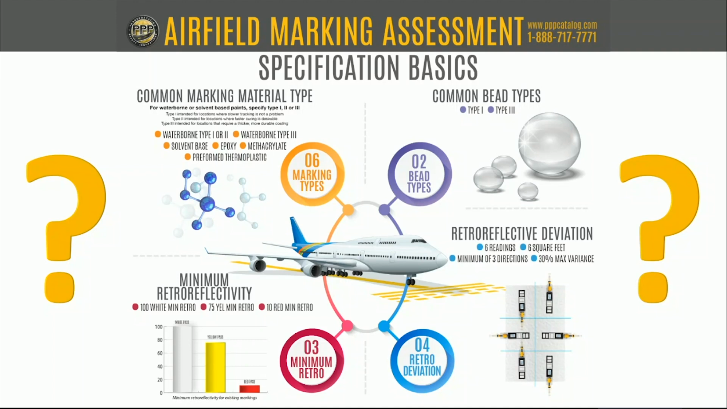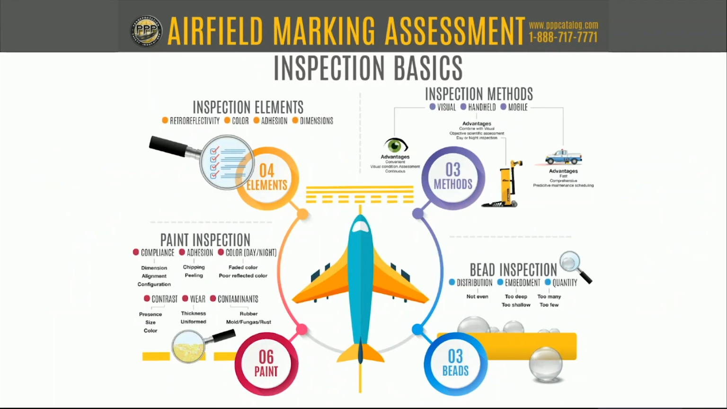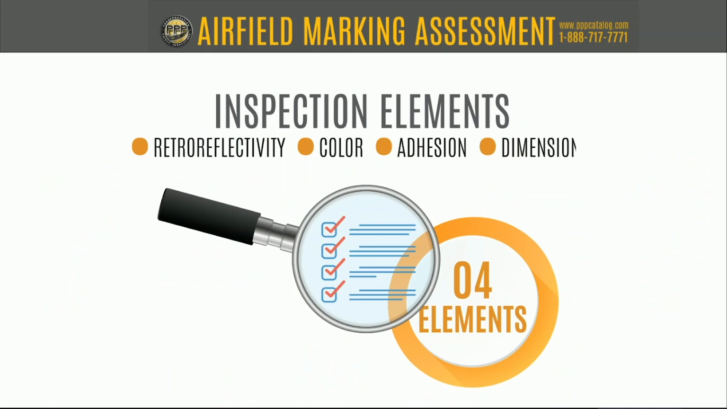Okay, let us move on now. And now we're going to go to the inspection basics. Let's look at a list of the important points of proper inspection of airfield markings, including the inspection methods, the elements, and their specific characteristics that we're trying to inspect. So let's have Mike get us started with the 4 inspection elements in the airfield.